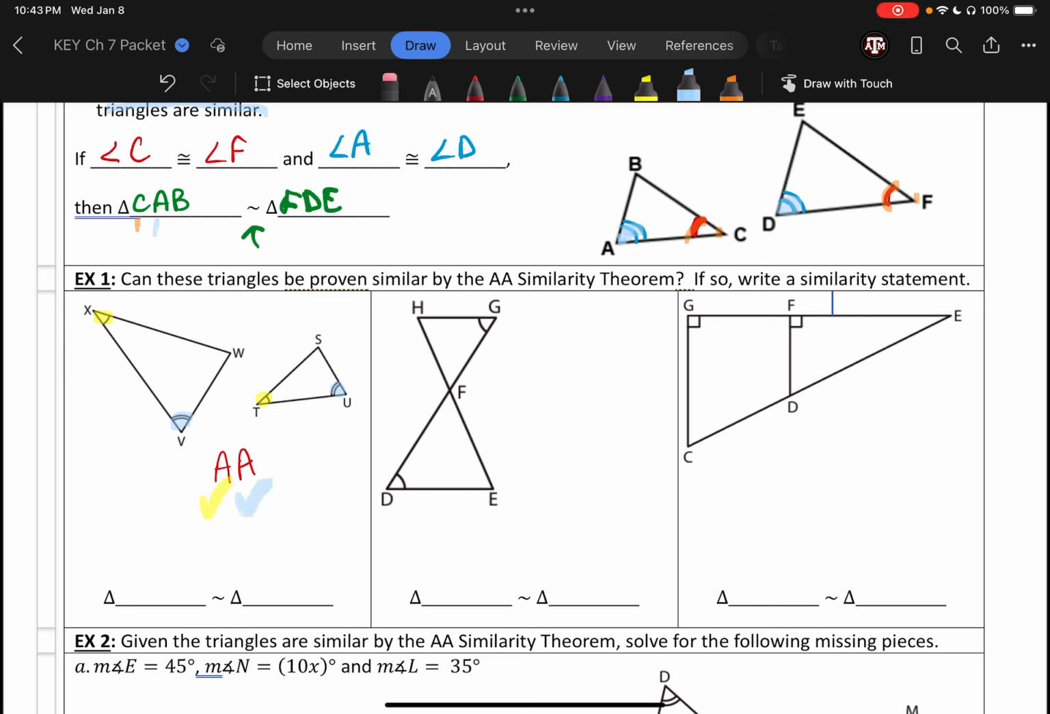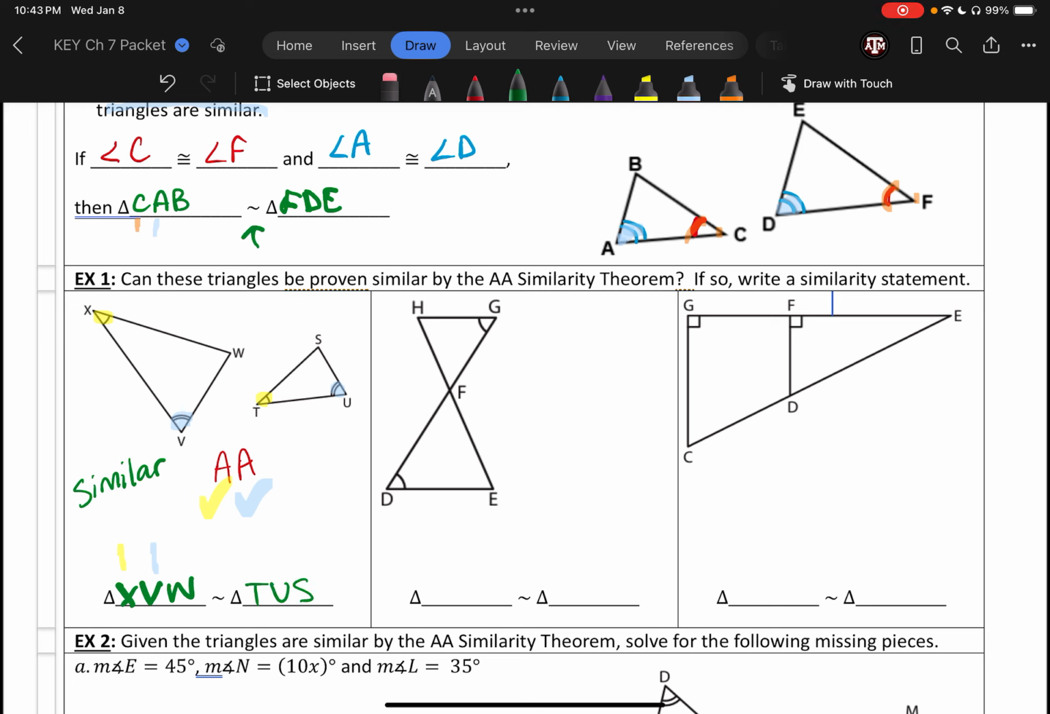So I got two pairs of congruent angles. That means that, yes, these triangles are similar. So similar, and our similarity statement at the bottom, I'm going to do yellow, blue, and then the unmarked angle. So triangle XVW would be similar to, I did the order of, like I said, yellow, blue, and then the unmarked angle. So in the second triangle, this would be triangle TUS.